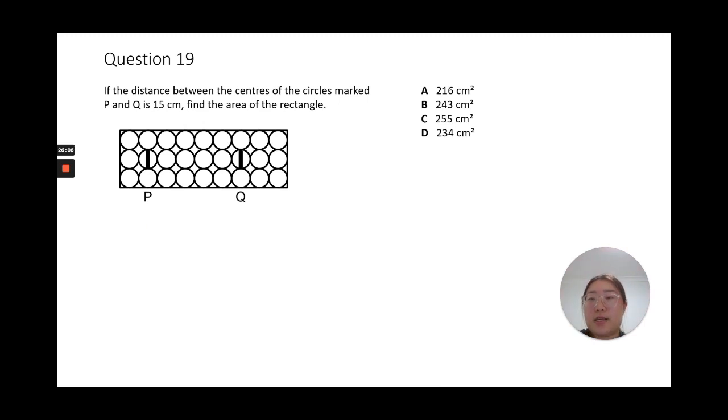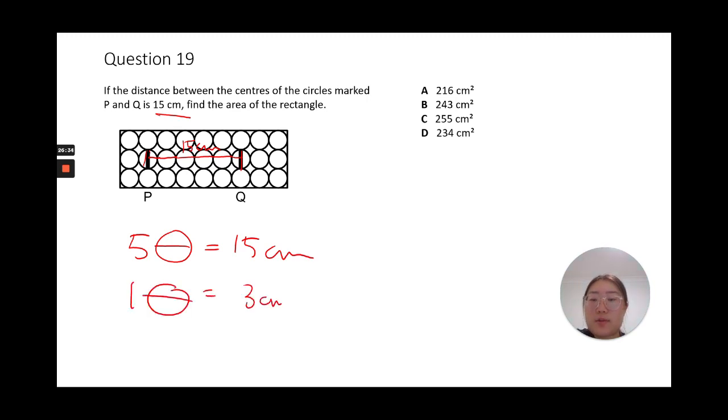Okay, 19. The distance between these two lines is 15 centimeters. So how many circles is that actually? The diameter of 1, 2, 3, 4, and we have 2 halves here which make up a whole circle, so 5. So this is 15 centimeters. What that means is that 5 of these diameters, sorry, I keep saying radius, is 15 centimeters. So one diameter would be 3 centimeters.